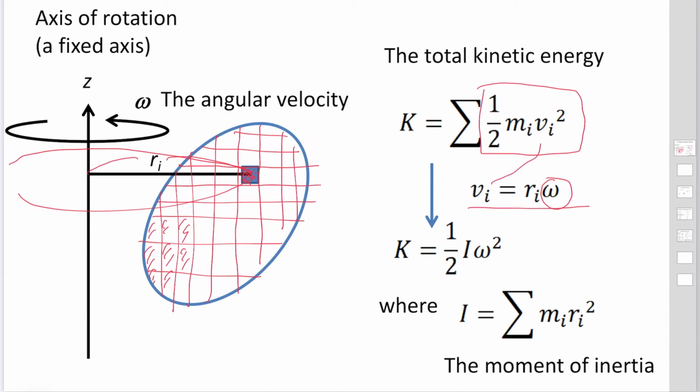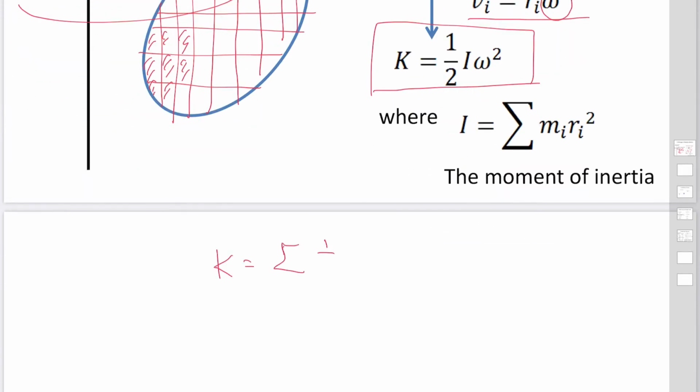Then you can substitute here. Then the rotational energy is expressed K equals 1 over 2 I omega squared, because omega is a constant. K equals sigma 1 over 2 m sub i v sub i squared. So you can substitute v sub i equals r sub i omega. Then 1 over 2 m sub i r sub i squared omega squared.